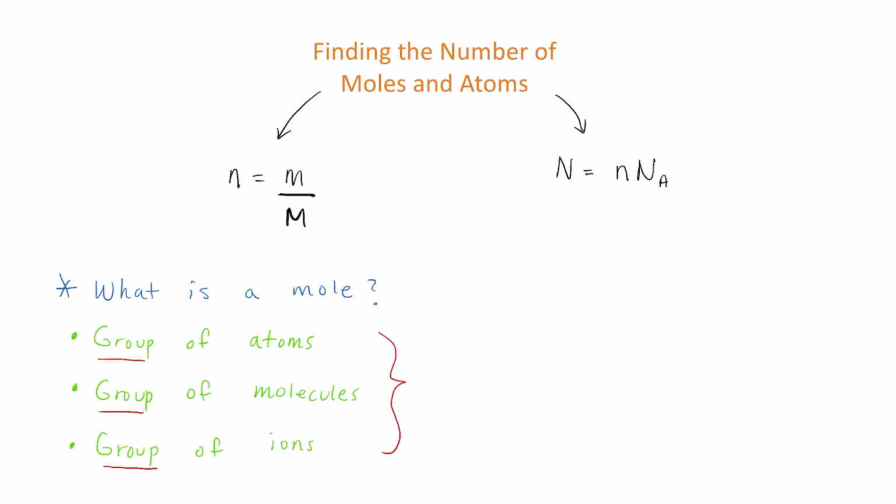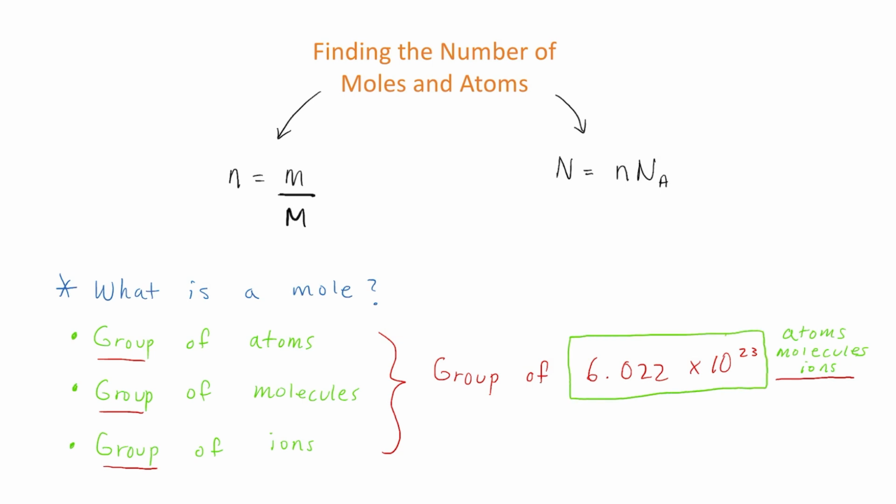More specifically, it's a group of exactly 6.022 times 10 to the 23 atoms, molecules, ions, or whatever other particle that you're looking at. The way I like to look at it is that each mole has 6.022 times 10 to the 23 things in it. Whether those things be atoms, molecules, or ions depends on the question.